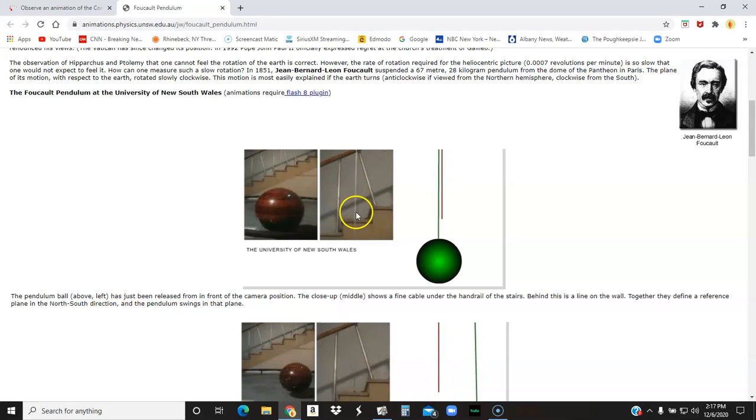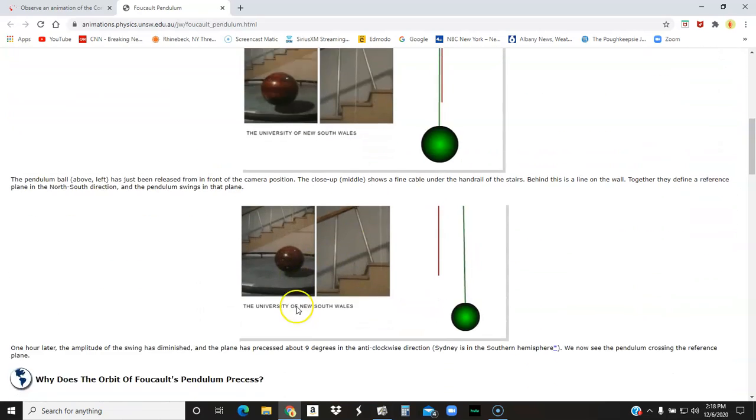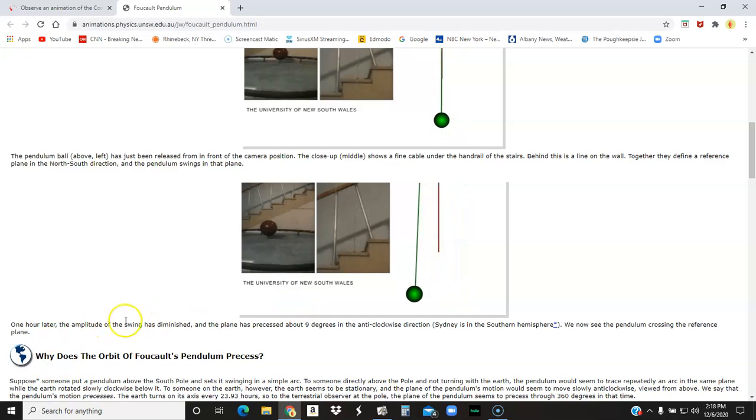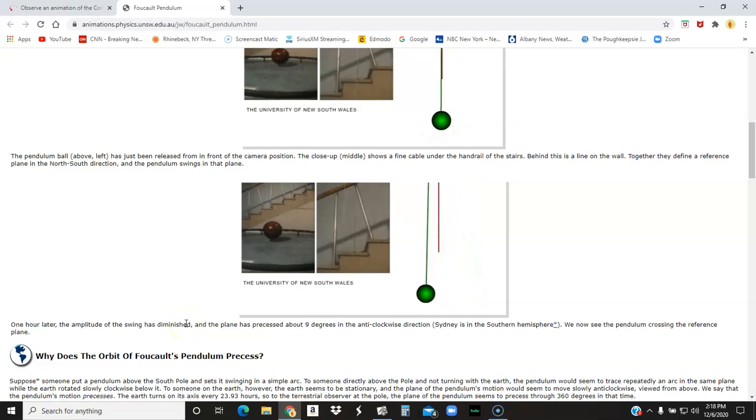So when they first push the pendulum, okay, you see how the red line and the green line are in sync with one another. They're coming directly at you. So the green and red line are together, right? You just initially pushed the pendulum. Then you'll see, and you go to the next picture down, it says about an hour later, the amplitude has diminished, meaning it's changed direction. But again, did the pendulum change? No, it's that the floor rotated.